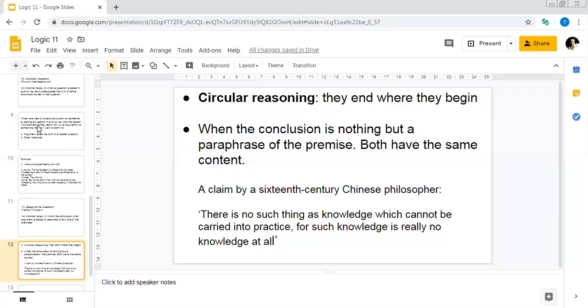This is said to be a claim by a 16th century Chinese philosopher, but look at what it says. There is no such thing as knowledge which cannot be carried into practice, for such knowledge is really no knowledge at all. So, what is the problem with this so-called argument? The reason I say it's so-called is because it's a fallacy. What the person is saying in the premises is exactly what the person is saying in the conclusion. So it's circular in that sense. There is no reasoning as such, it's just a repetition of what the premises are stating. The conclusion is just a paraphrase of that. Okay, so there are more examples of this.